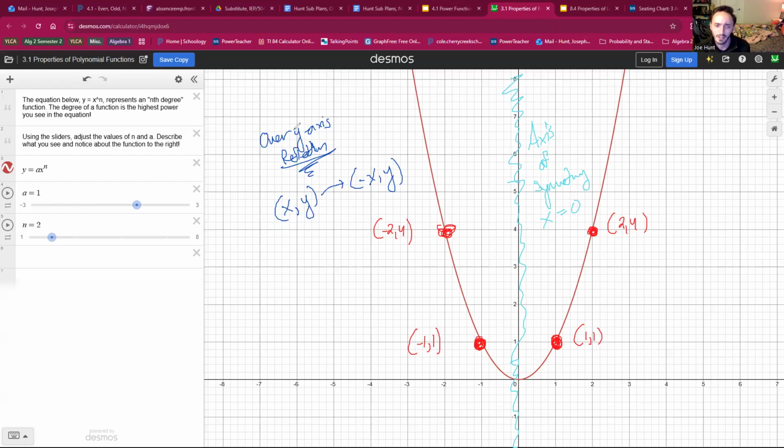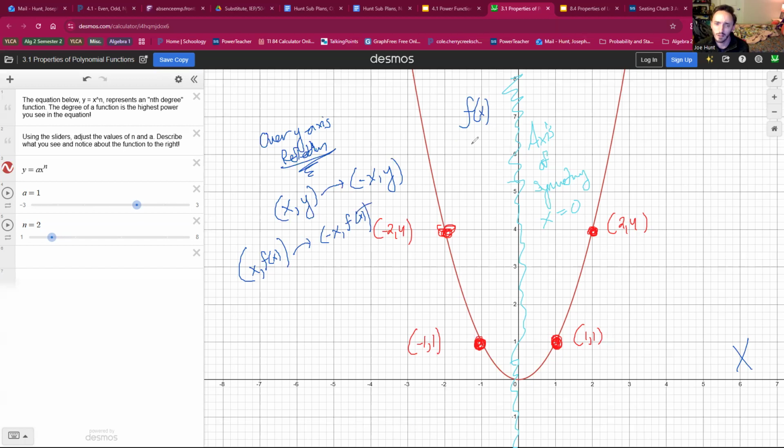So if I'm thinking about notation where instead of x and y, I've got x and f of x, what you're going to notice here is that every coordinate x comma f of x is corresponding to a coordinate like negative x comma f of x.